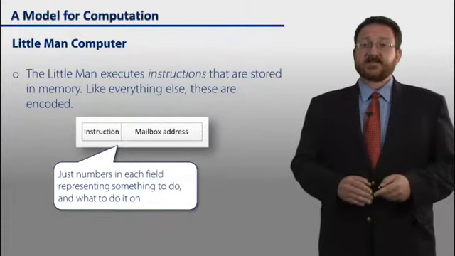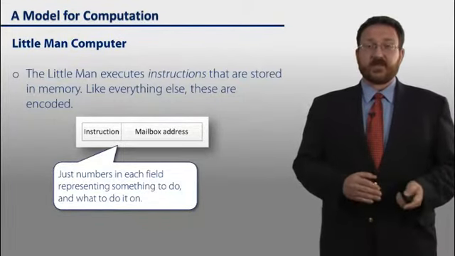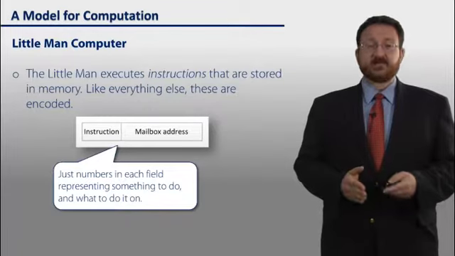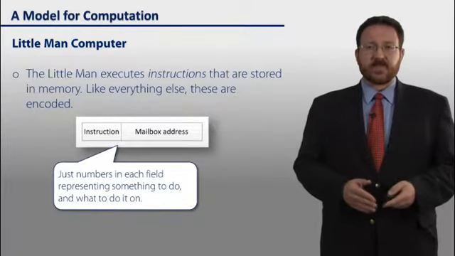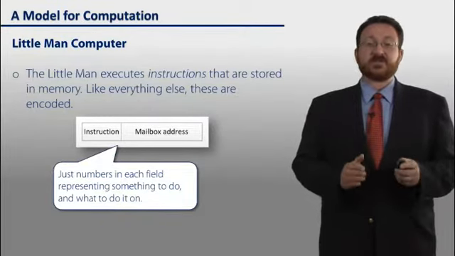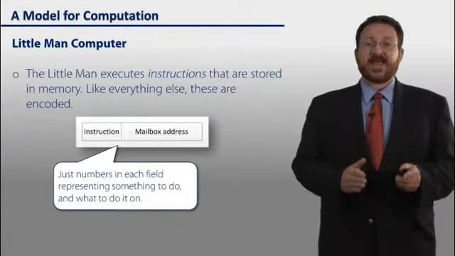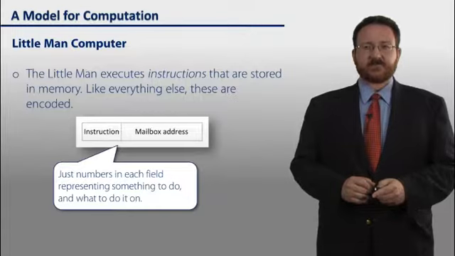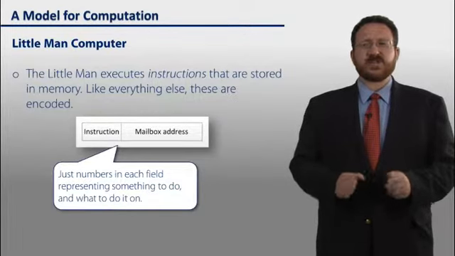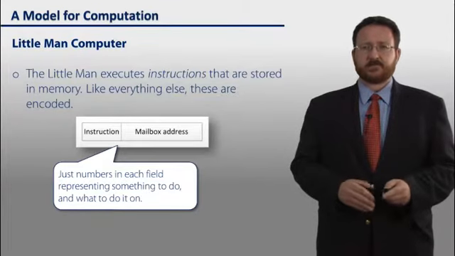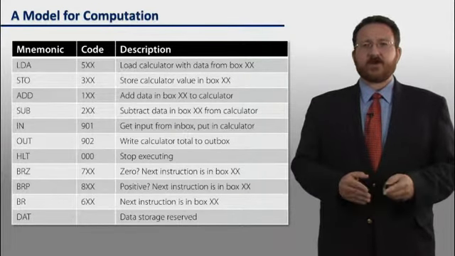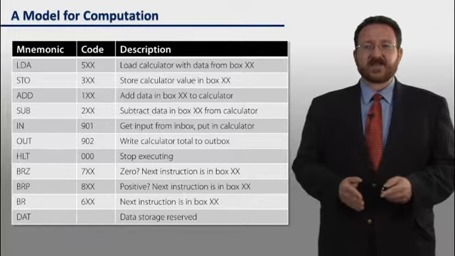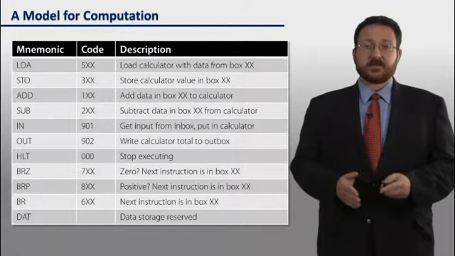The little man executes instructions that are stored in memory, and just like everything else, those instructions are encoded. So an instruction consists of an instruction opcode and a mailbox address or an operand that's in that mailbox. So just remember that these are just numbers that are in the field representing something to do and what to do it on. So here are the codes and the mnemonics for programming the little man computer.